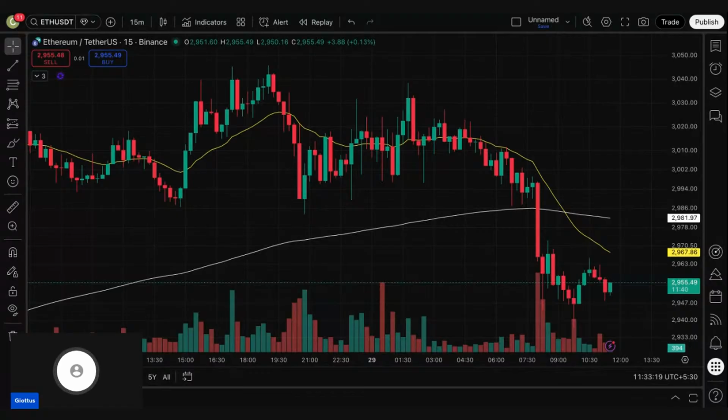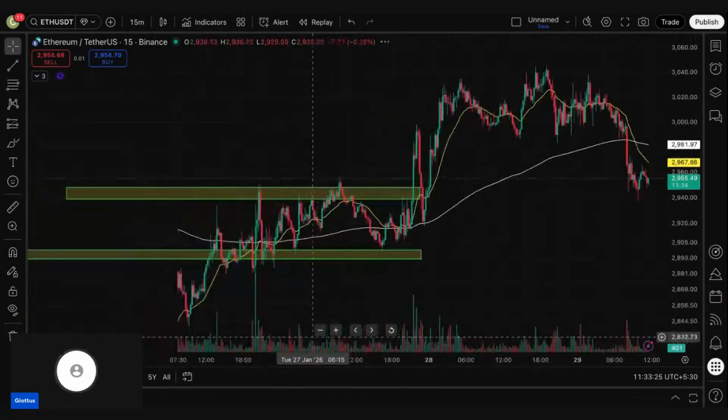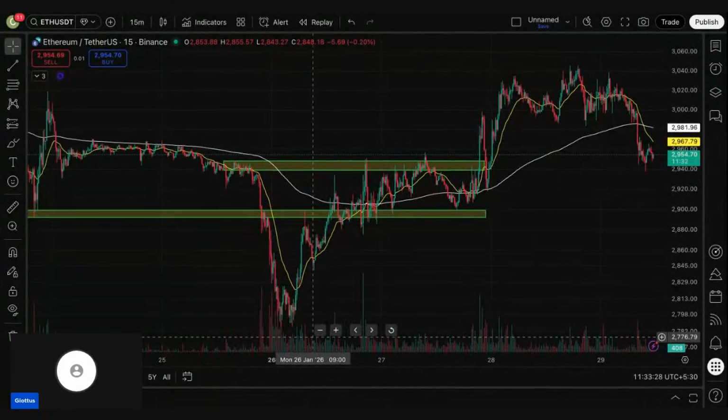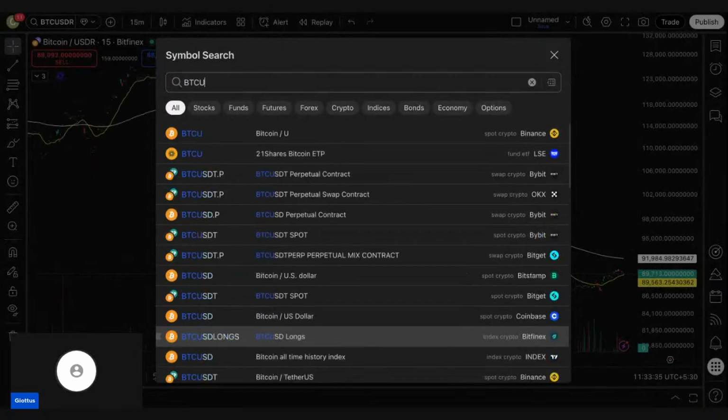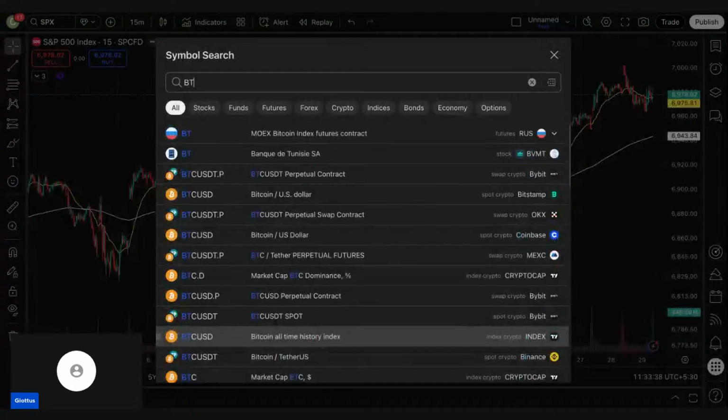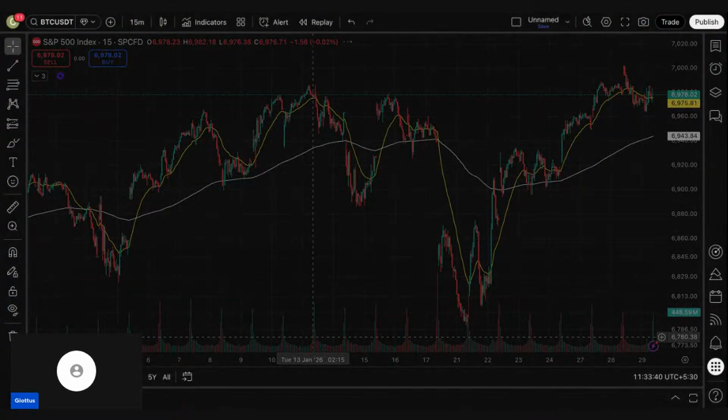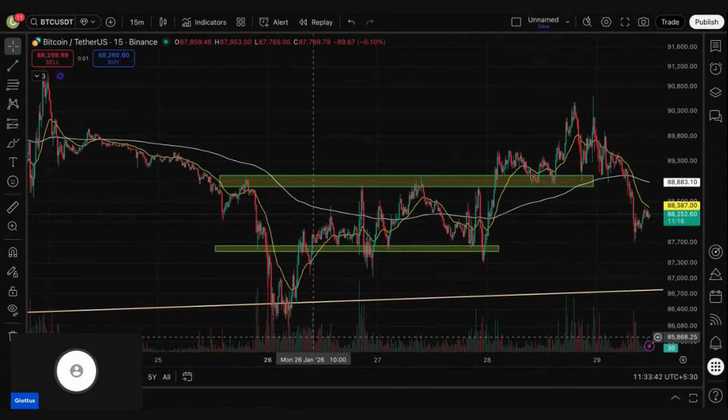As you can see, we are on the Ethereum chart, right? Let's discuss a bit about what's going on in the market, and then we will proceed to our trade setups. First of all, let's open BTCUSDT. You can see Bitcoin, what has happened with Bitcoin in the last few hours.